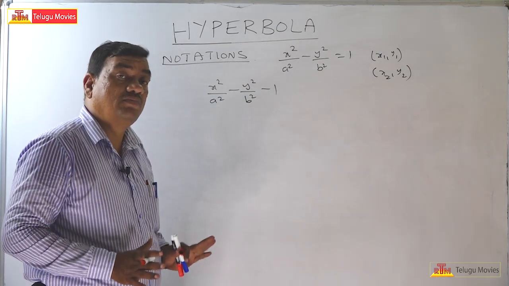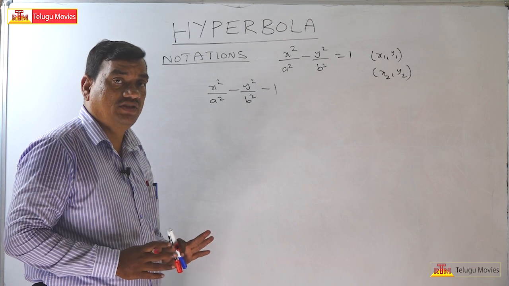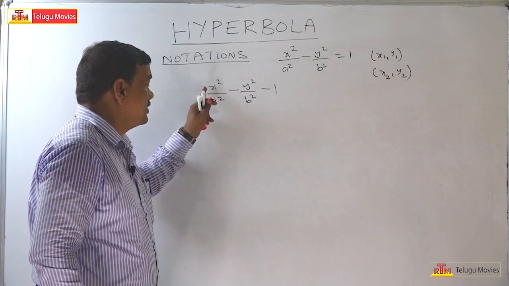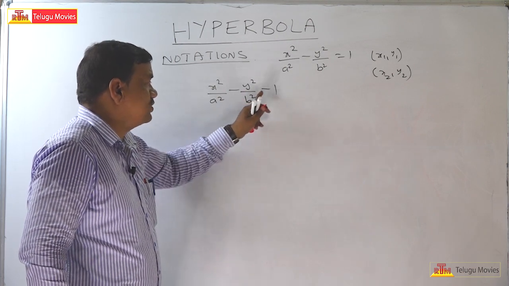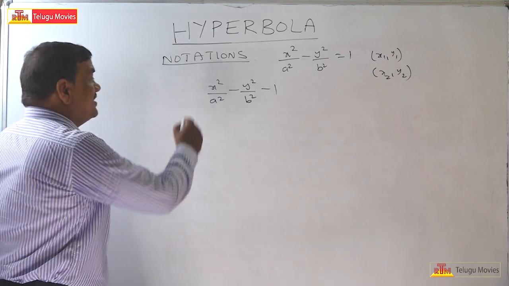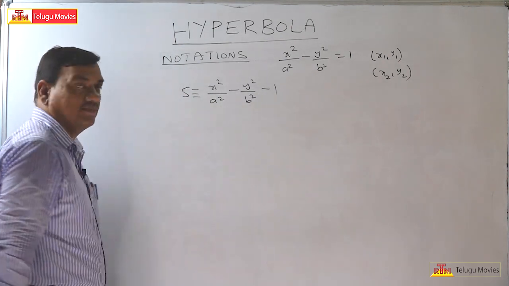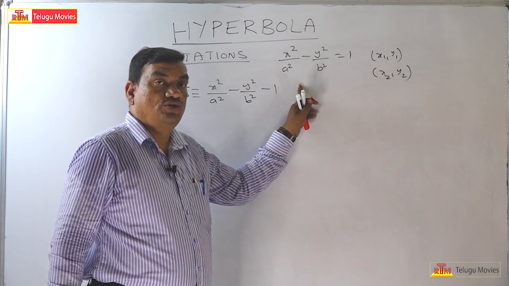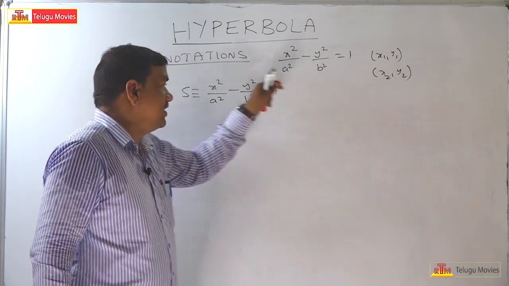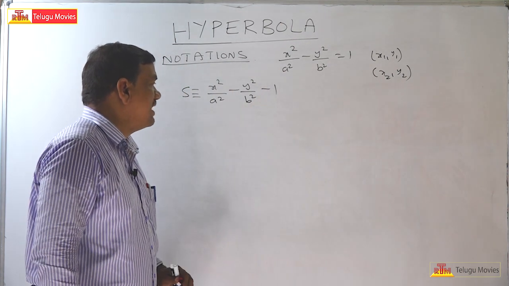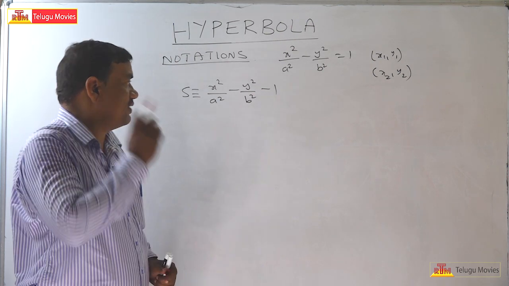So this is an algebraic expression with two variables x and y: x square by a square minus y square by b square minus 1. This is denoted as S. Don't say that S is equal to 0. Here there is no 0. Only the expression x square by a square minus y square by b square minus 1.